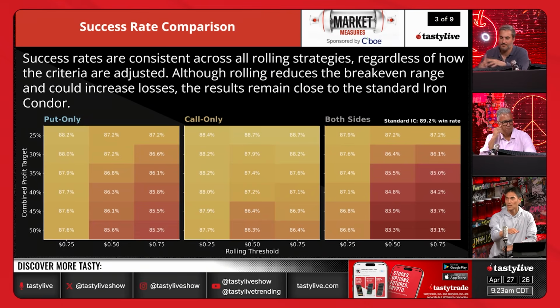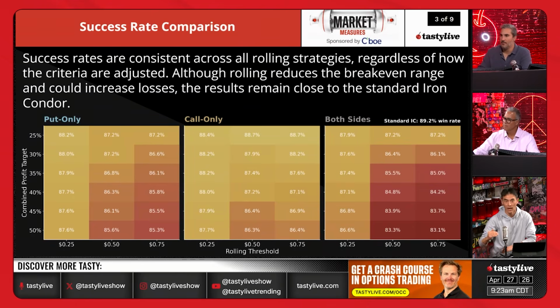Also, the baseline success rate is already very good, 87, 89%, and these numbers are 84, 85, 86, 87. It's not comparing 51% success rate versus 49. This is all above our expected theoretical success rate. So I wouldn't worry too much about the success rate.